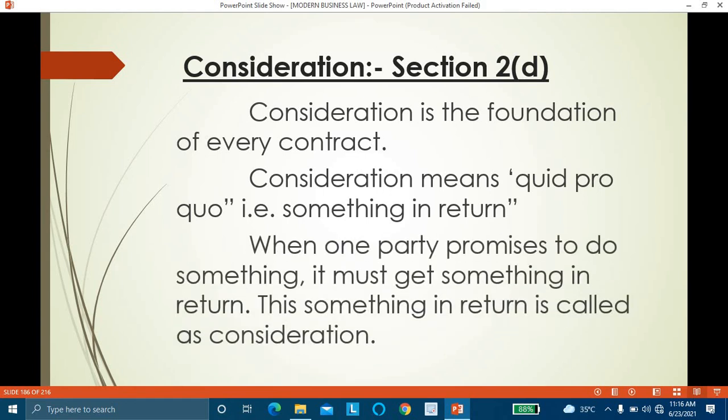Where one party has promised to do something for the other party, that party who has promised should get something in return. So both the parties should give something and get something in return, and this something in return is called consideration. One party is giving something to the other party, it should get something in return. So both the parties should give and get something in return, and that something in return is consideration.